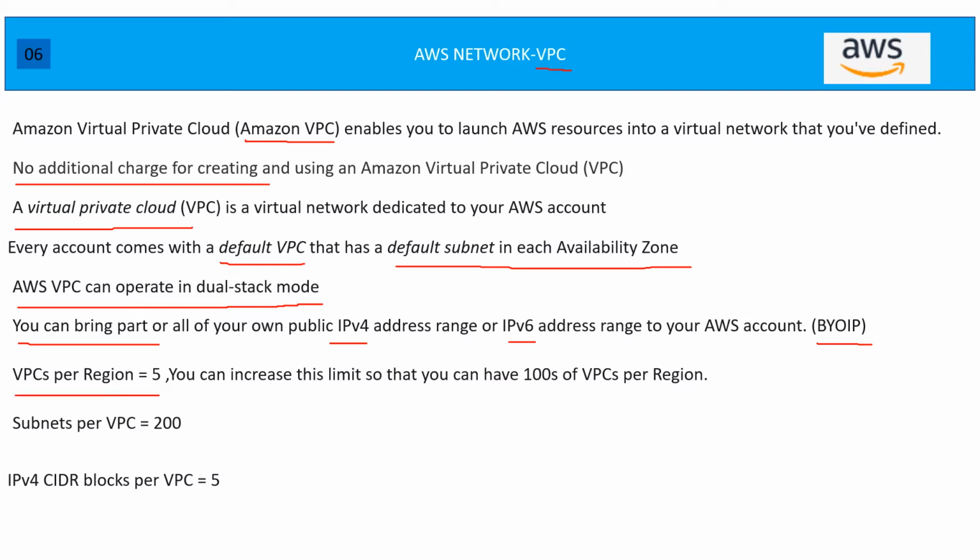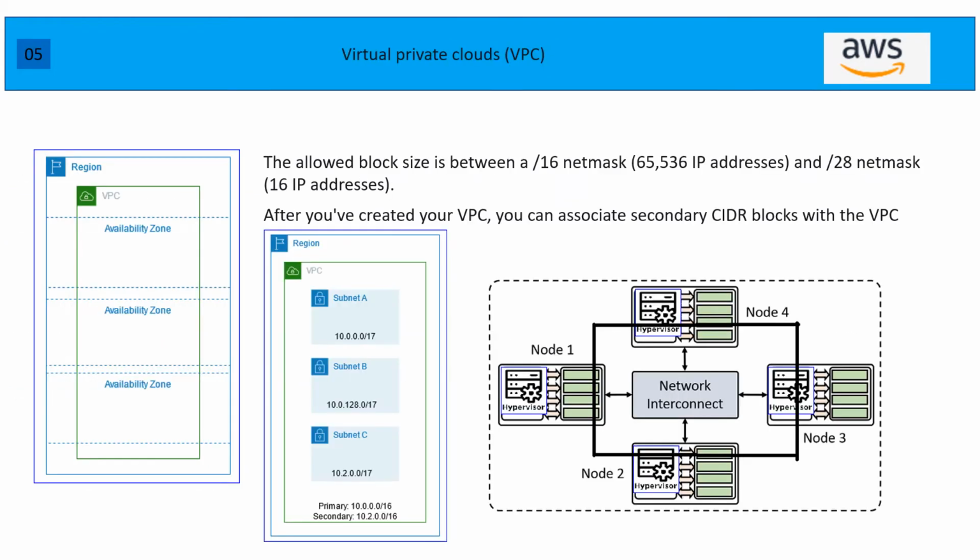VPC is per region, and there's a limit which is going to be 5 by default. However, you can increase it to 100. Per VPC, the limit for subnets is going to be 200. So you can create 200 subnets in each VPC. And you can also introduce 5 CIDR ranges. When we define the CIDR range, it can be somewhere between /16 to /28. So /16 is going to give you a host range of 65,536 IP addresses. And in /28, you are going to get 16 IP addresses.